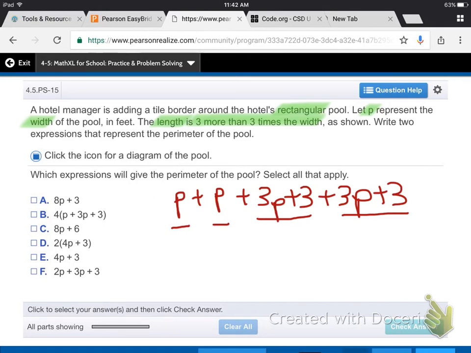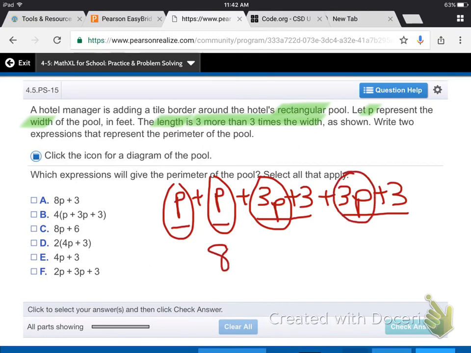P plus P is 2P, right? So this one and this one added together is 2P. Then we have to add that 3P, that's 5P, and another 3P. How many P is that? That is 8P. And where are our remaining like terms? Our remaining like terms are right there, the 3 and the other 3. And how much is that? Plus 6. Okay. So there's one expression.